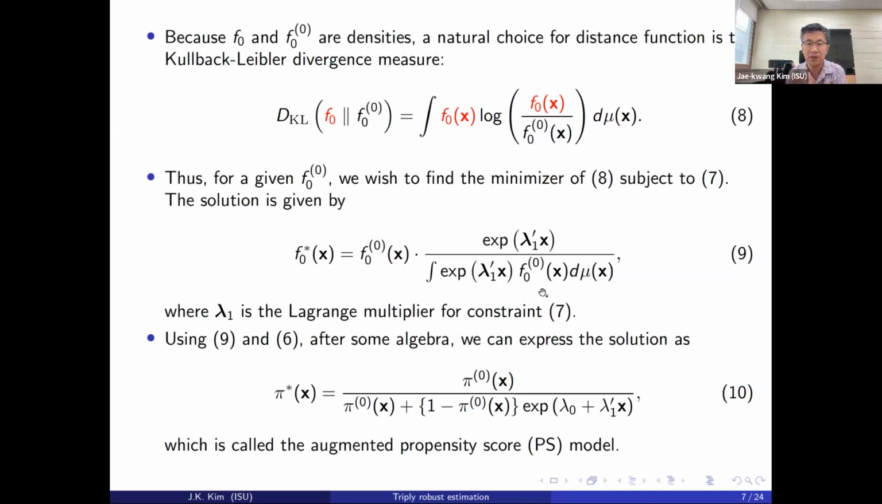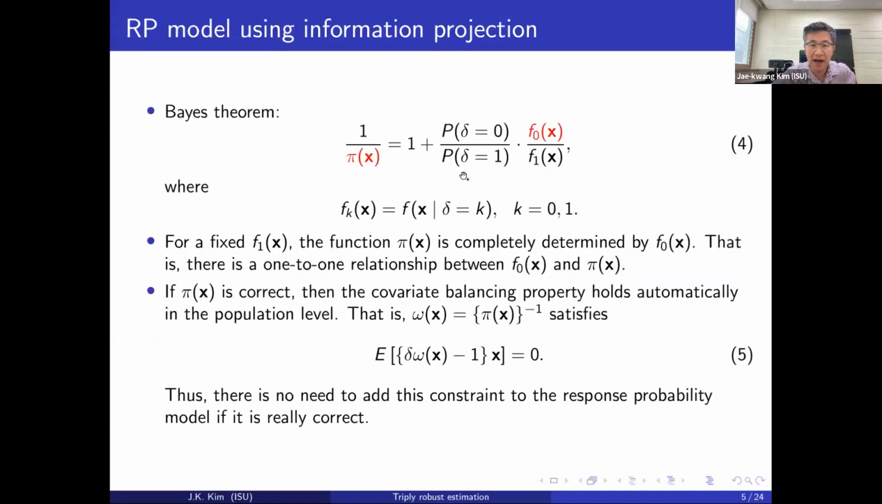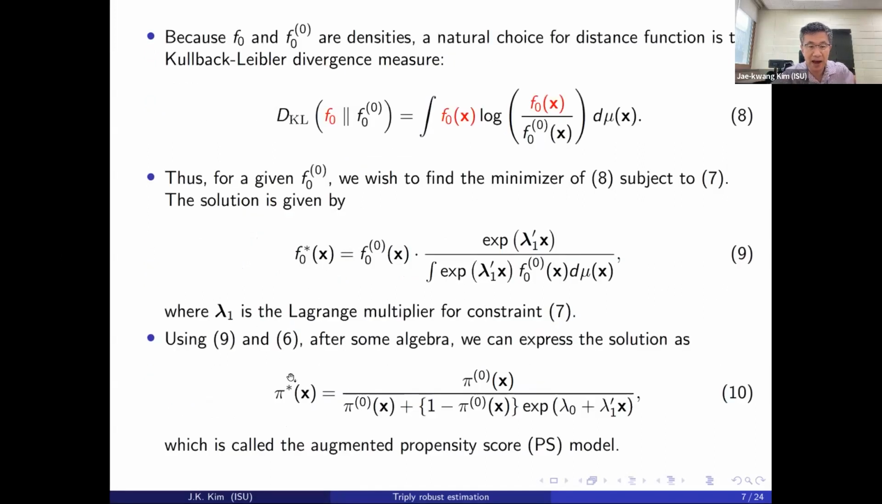And then once we obtain the solution, we transform back to the original problem of finding pi. It turns out that if we use this one and transform back by applying Bayes theorem, then the solution is pi star, which is a kind of augmented propensity score. Basically, we use the initial working model propensity score, but we augment it by this odds function for non-response. And this is basically a constraint, because it comes from the covariate balance constraint.